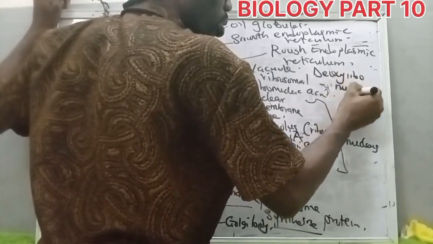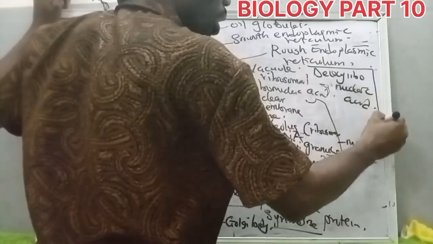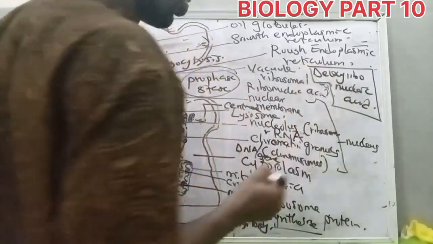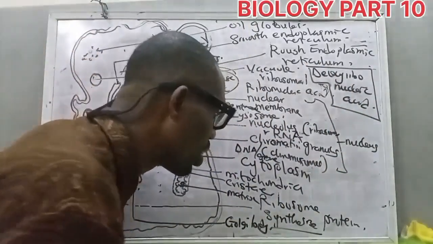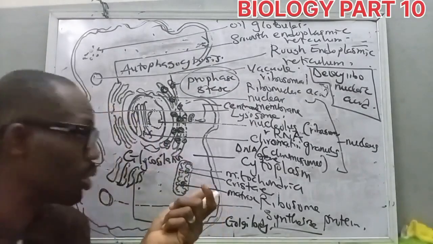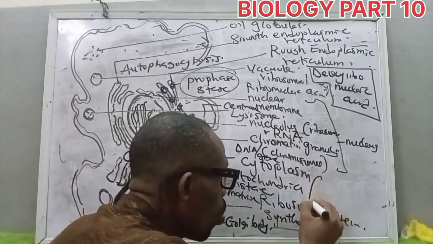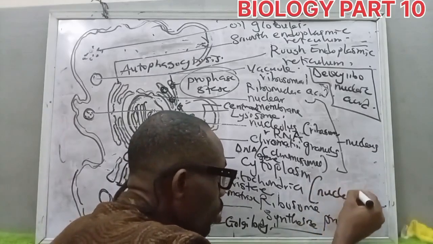Deoxyribonucleic acid. So in some texts, they will tell you that the nucleus contains nucleic acid. Oh, that reminds me, they also have what we call nucleotide.